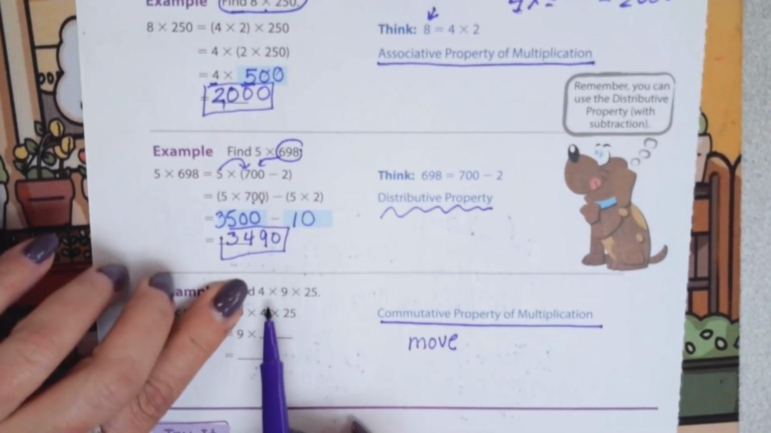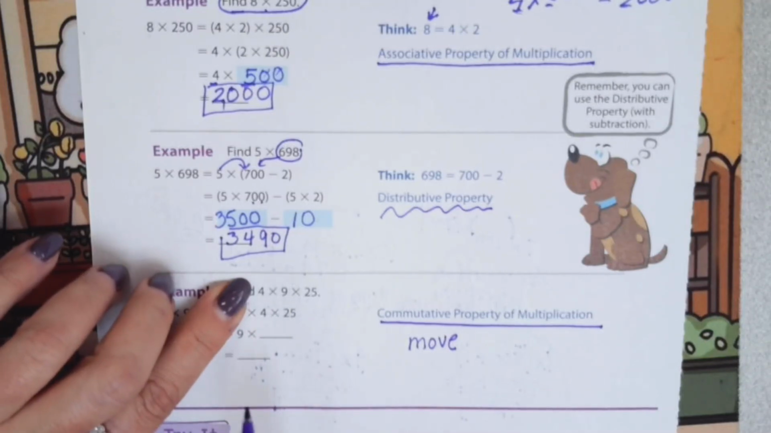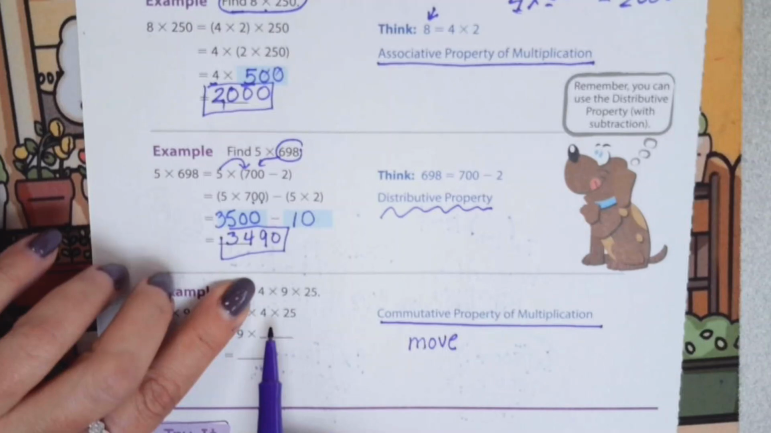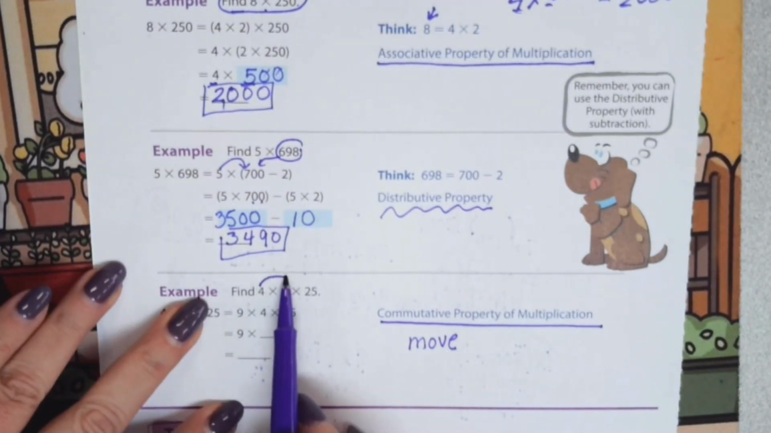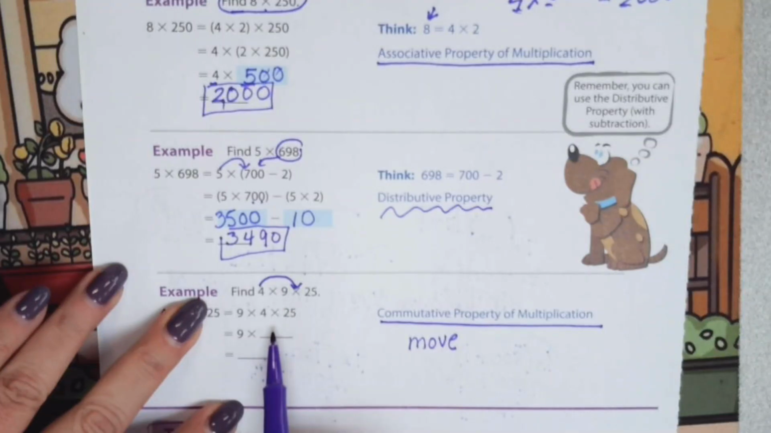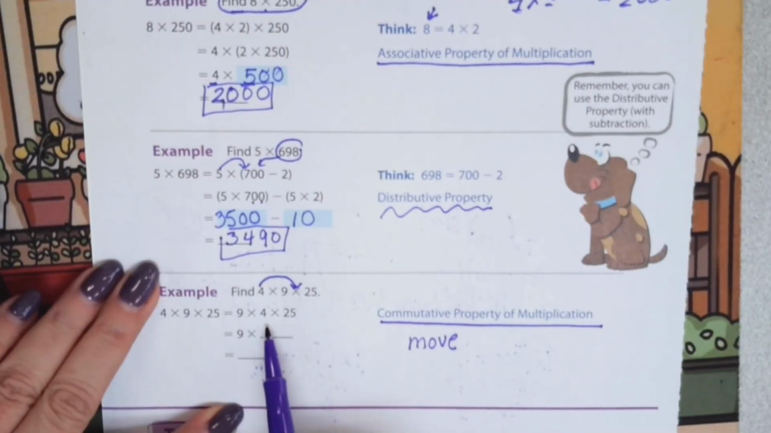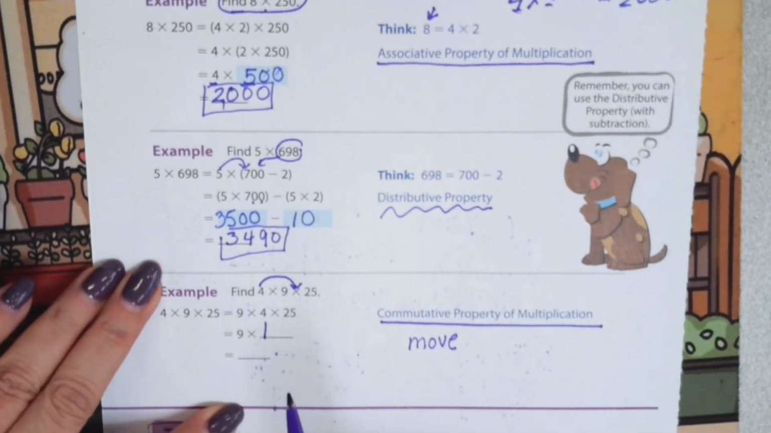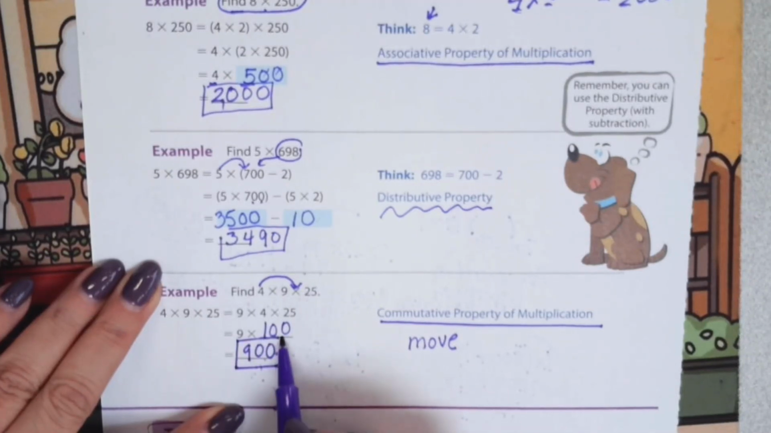So it says find 4 times 9 times 25. The easiest way to do it is move the 4 closer to the 25. Why is that? Because that's going to give me what number? 100. Do you remember I just said that 4 times 25 is 100. Think of a dollar. You need 4 quarters. The value of each quarter is 25 cents to come up with 100 pennies, which is the dollar. Are you paying attention? Okay. So 9 times 100 is 900. And now I'm going to box my answer.